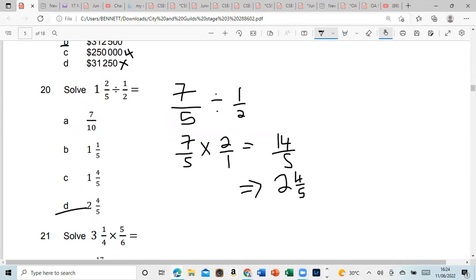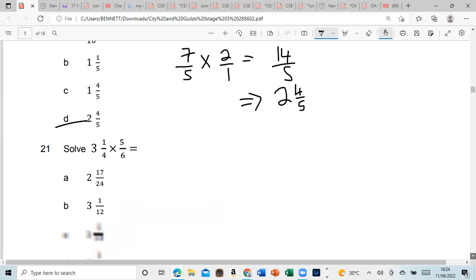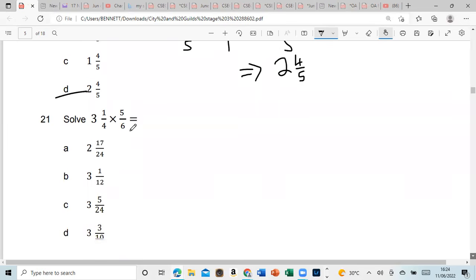Alright, so let's move on to 21. Solve 3 and 1/4 times 5 over 6. Again, we do the conversion. I'm doing this with my grade 4 students. 3 times 4 is 12 and 1 is 13 over 4, times 5 over 6.